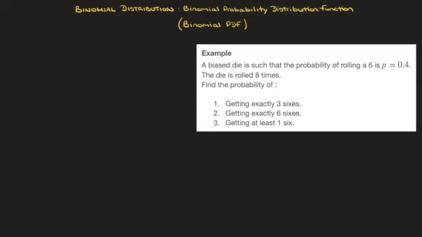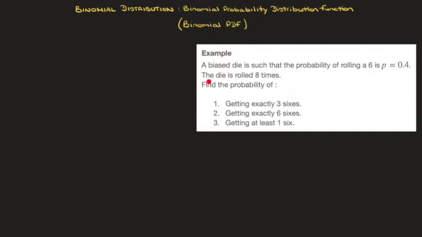Hi everyone, we now learn about the binomial distribution. In particular, we're going to be learning about the binomial probability distribution function, which we'll often simply call the binomial PDF. Now to learn about this, we're going to work through the example that we see here, in which we're told that a biased die is such that the probability of rolling a 6 is p, which equals 0.4.